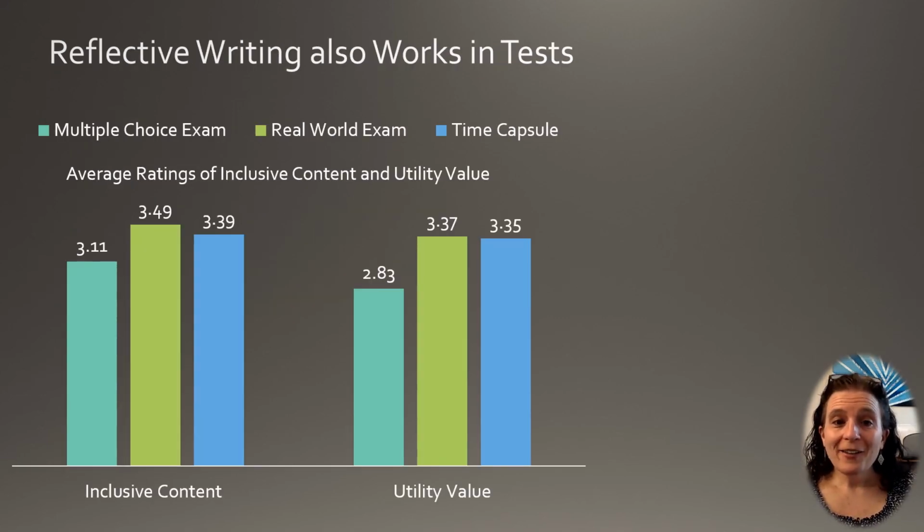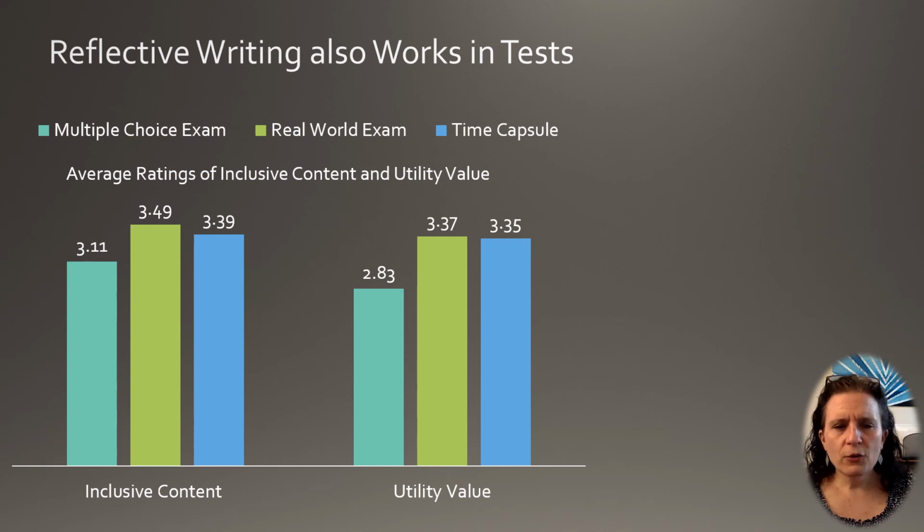So reflective writing also works in tests. So far I've been giving you these sort of longish writing assignments that are maybe a little hard to manage in a big class, but I want to conclude with the data that came from this community college introductory psychology class. And what we did in this class is sort of the next wave of my work. I've developed a measure of inclusive content and utility value, which is described in more detail in the other talk that I'm giving in this series.